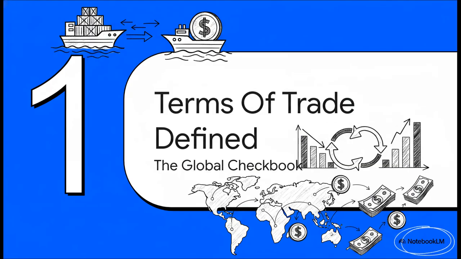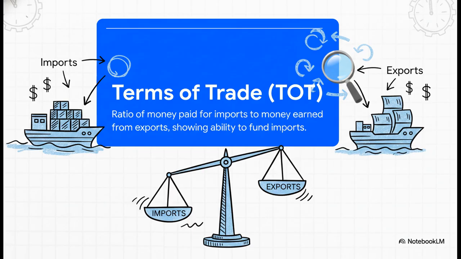Defining the global checkbook. Basically, at its absolute core, this is just the ratio of import prices to export prices. It shows if a country is earning enough to cover what it actually brings in. In economics, terms of trade, or TOT for short, acts as a barometer. It throws light on that totally vital relationship between the money flowing out to buy foreign goods and the money flowing in from selling domestic goods.